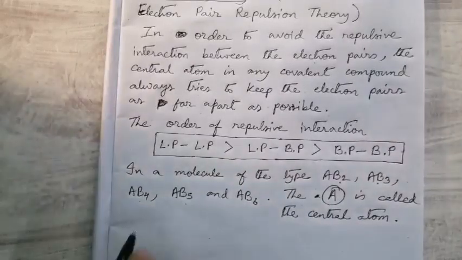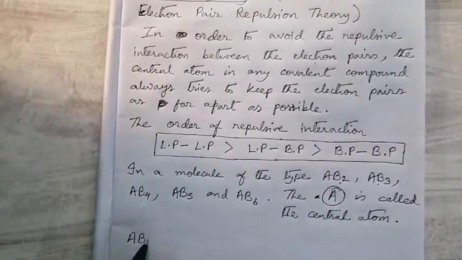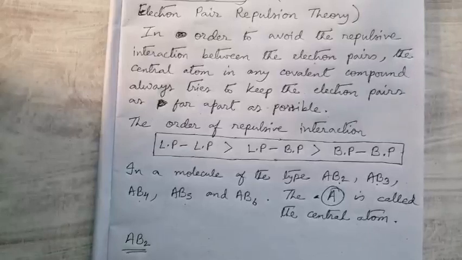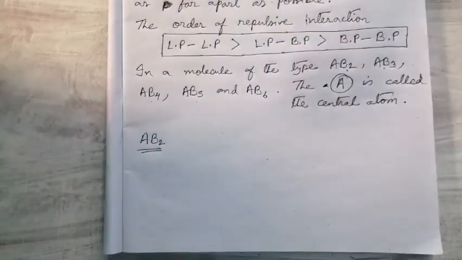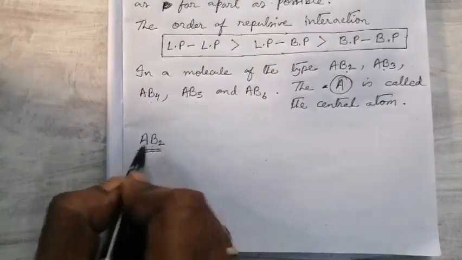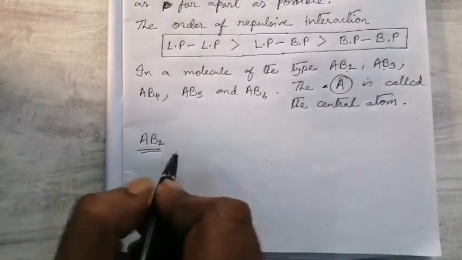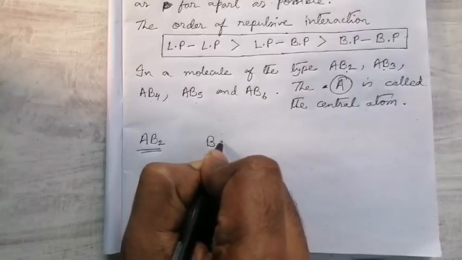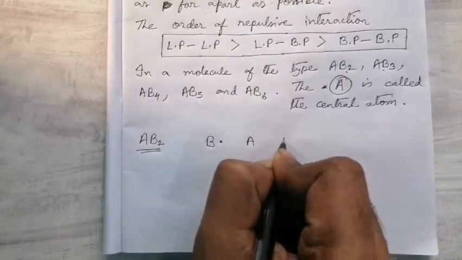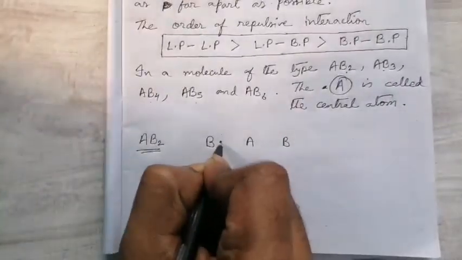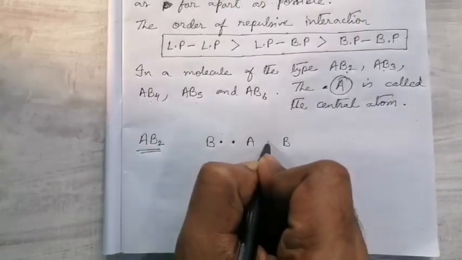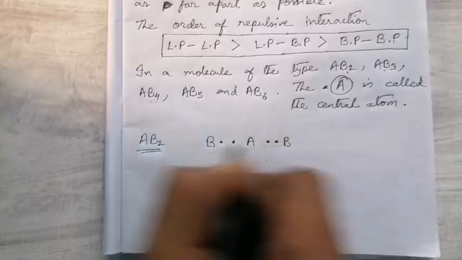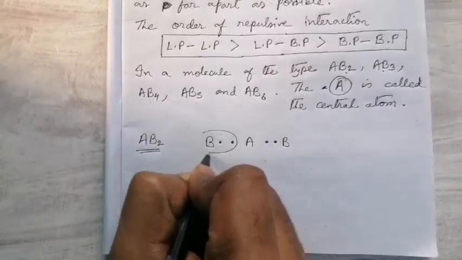Now the first case, AB2. In AB2, A is surrounded by how many B atoms? 2 B atoms. So each B atom is sharing an electron pair with the A atom. So B atom, A atom and then again B atom. B atom is sharing one electron, A atom is sharing one electron, and it is forming a covalent bond. Again A atom and B atom, they are sharing electrons, so they are forming the covalent bond.